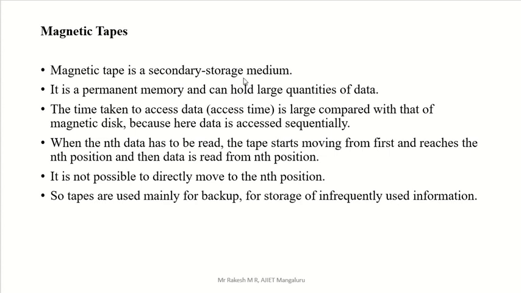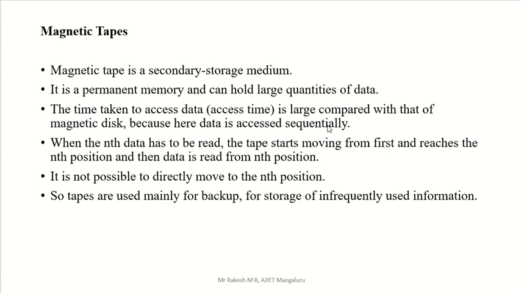Magnetic tape is a secondary storage medium, the same as the previous magnetic disk. It is a permanent memory and can hold a large quantity of data. The time taken to access the data is large compared with the magnetic disk. Previously we saw magnetic disk, and this one is magnetic tape. The time taken to access data is large in the magnetic tape compared to magnetic disk, because the data is accessed in a sequential manner. That is the disadvantage here.